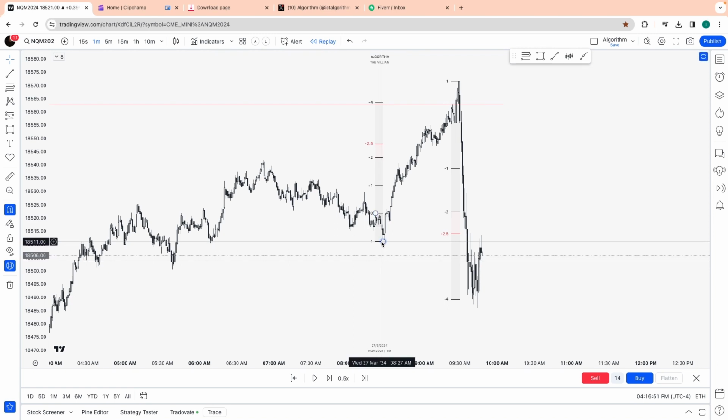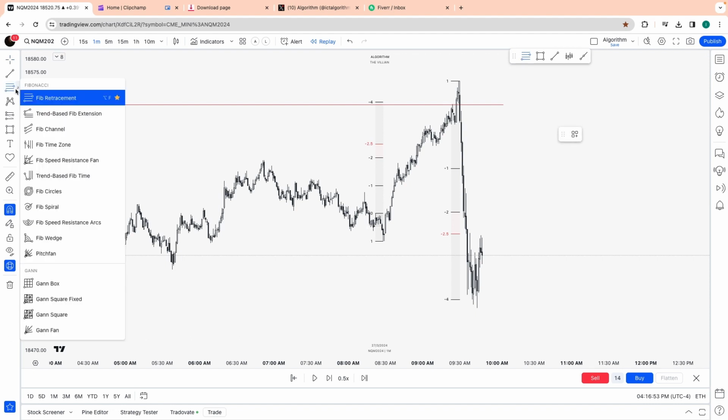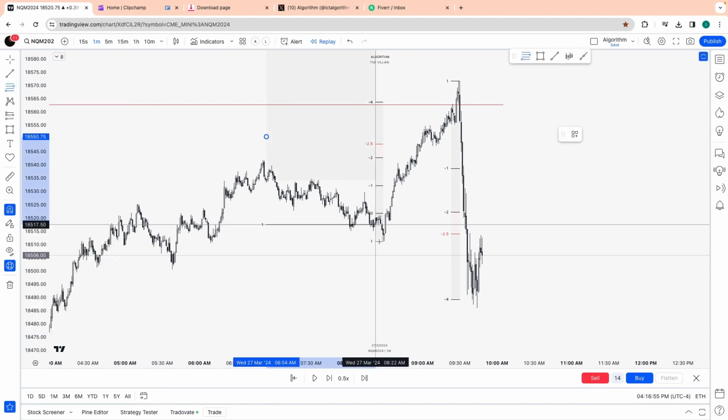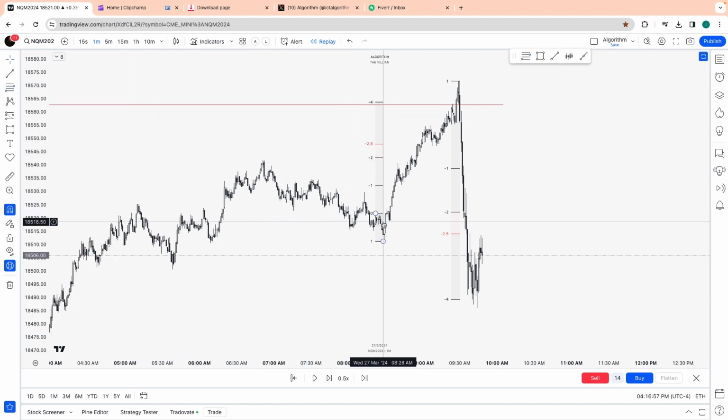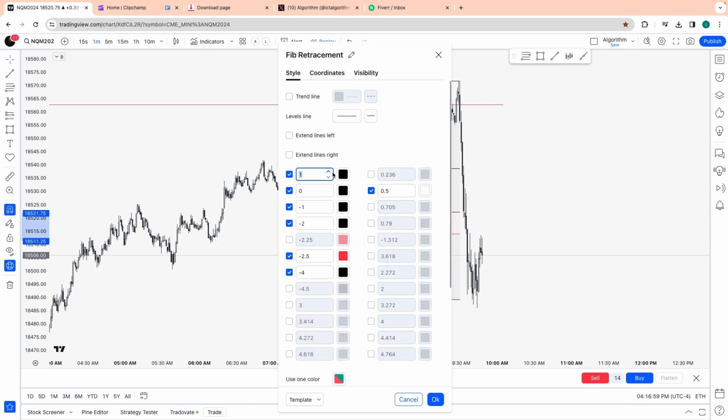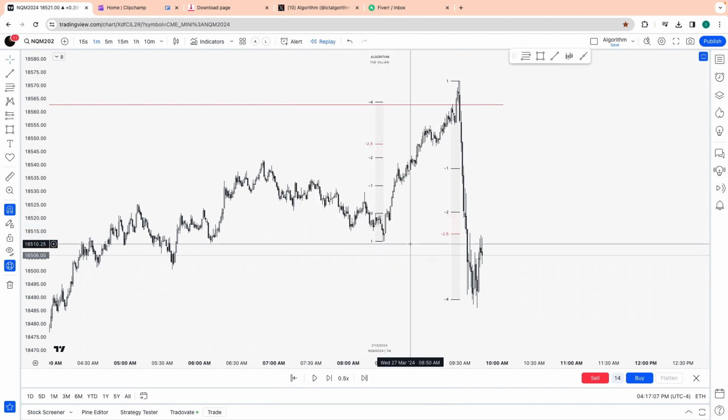So in order to have the settings, you're going to want to go over to your Fibonacci tool, which you can find here, Fib retracement, right? You're going to want to double click to go to the settings, and here are the settings that you can copy over. It's 1, 0, -1, -2, -2.5, and -4, right?